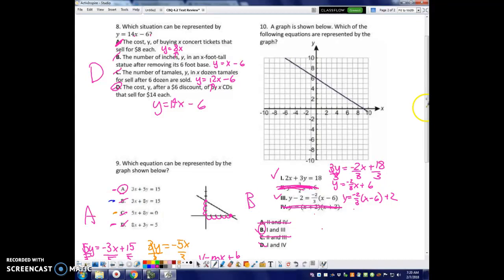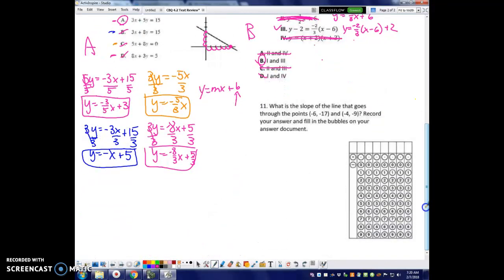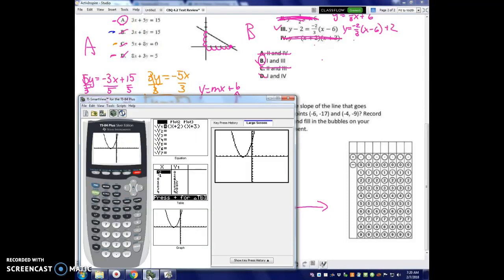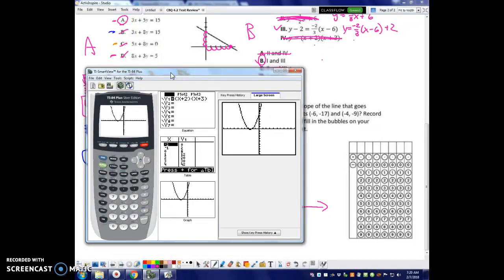Okay, very last one. What is the slope of a line that goes through the points (-6, -17), (-4, -9)? Record your answer and fill in the bubbles on your answer document. Some of you see this and you automatically don't do anything or just guess. But this is a crazy easy problem. Never do that. And don't ever leave it blank either. Give me something. So stat, edit.